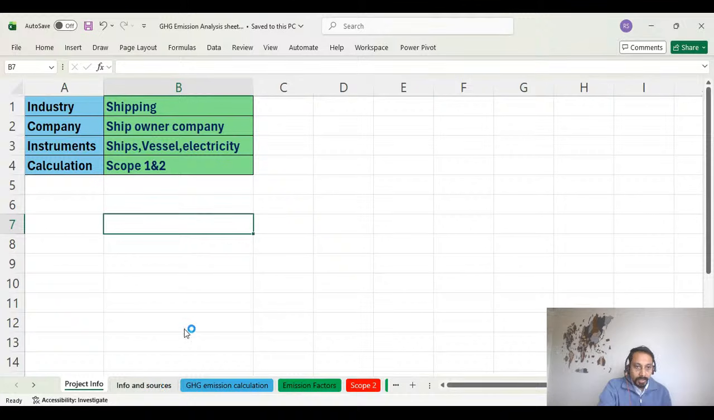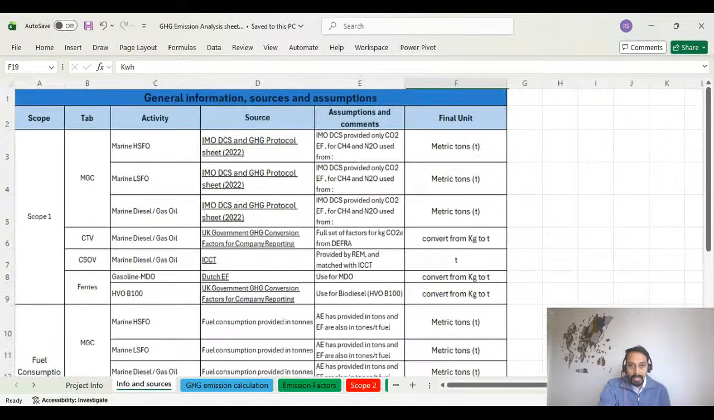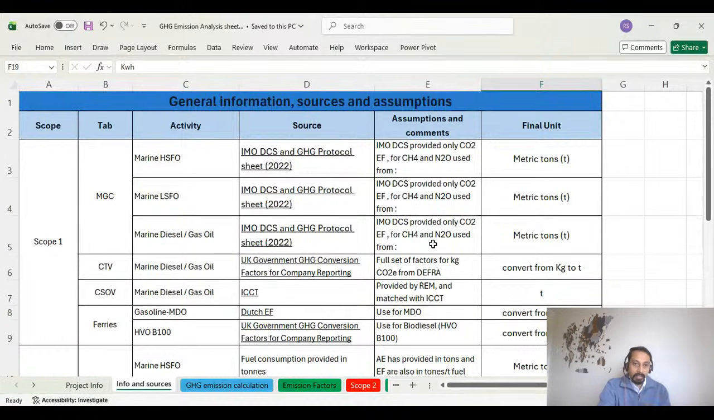So here, in info and sources, is how you compile the general information and sources for your company. Since it's a GHG emissions inventory, you can divide it into Scope 1, Scope 2, and Scope 3. You have to understand your product and service first, whether it covers your activity, what sources you are taking the raw data from, what assumptions and comments you have, and what the final units are. That is very important information and sources, so that if any third party is seeing your Excel sheet, they have a great idea that this company is doing this, and those companies are part of the Scope 1, 2, and 3 emissions.